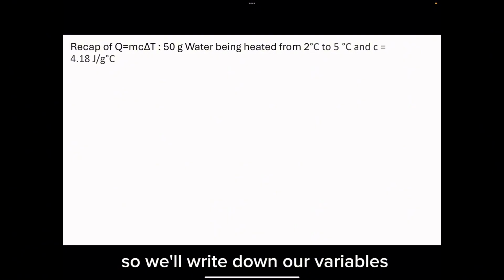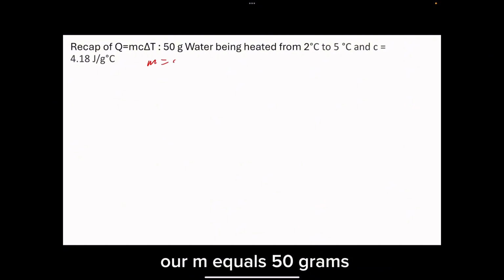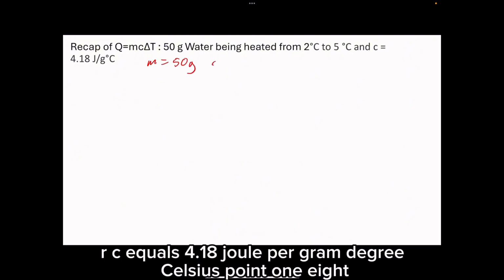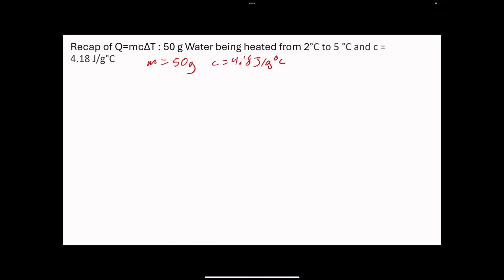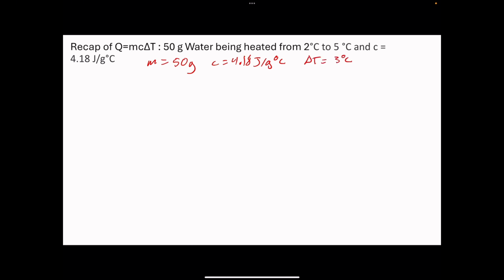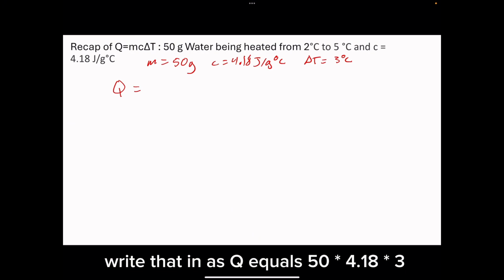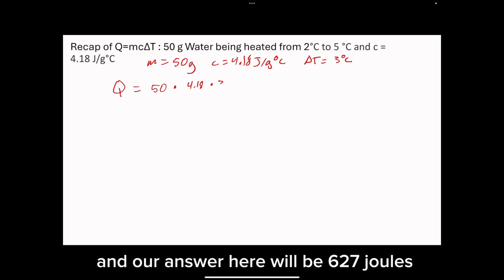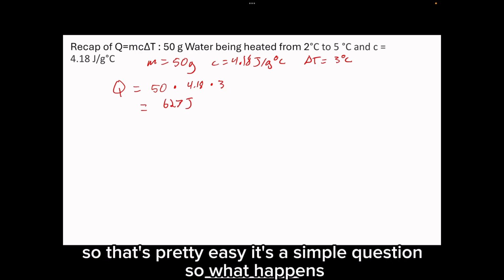So we'll write down our variables. Our M equals 50 grams. Our C equals 4.18 joule per gram degree Celsius. We'll write that better. And our delta T here equals 3 degrees Celsius. We'll write that in as Q equals 50 times 4.18 times 3. And our answer here will be 627 joules. So that's pretty easy. It's a simple question.